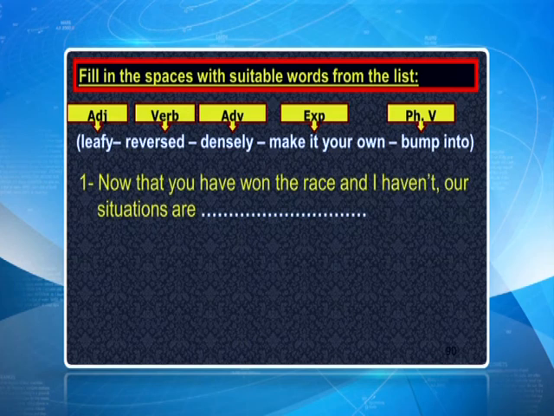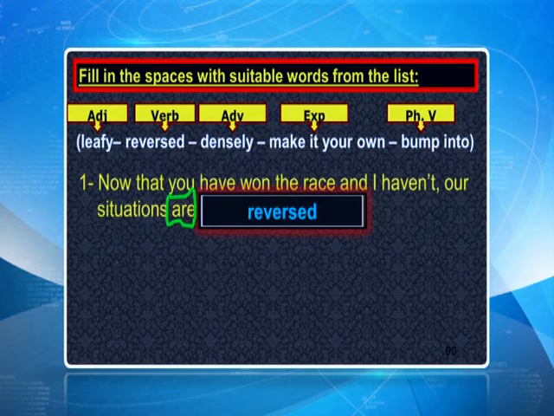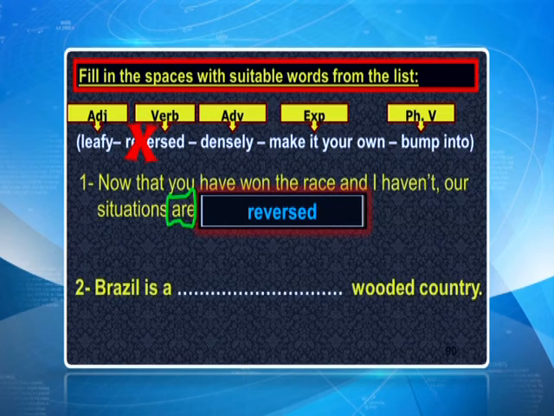Now that you have won the race and I haven't, our situation are... Here we have the word are, which is extremely important to find your answer. The answer is reserved, so the verb is used in the past participle in order to have the passive voice sentence. So cross the word and we move to the following sentence.